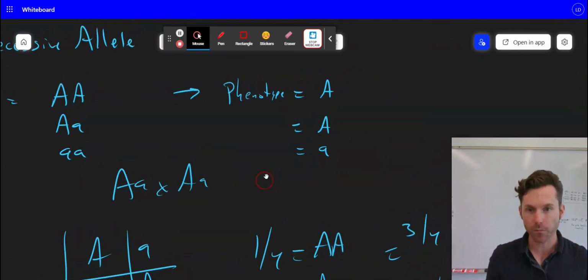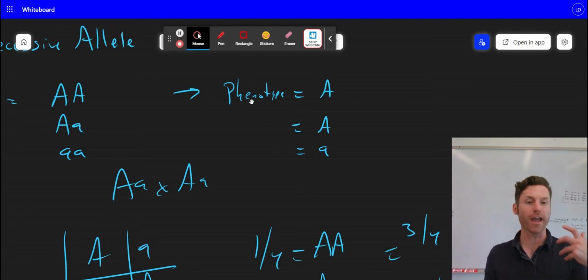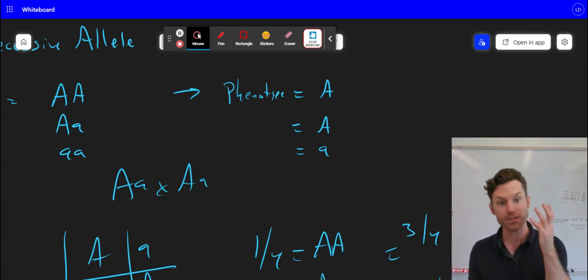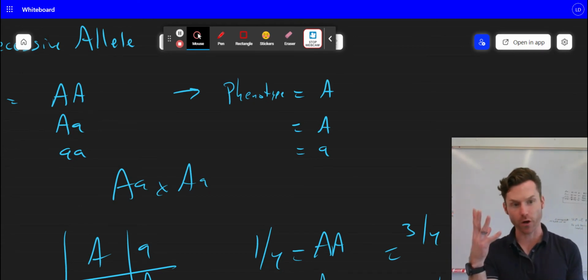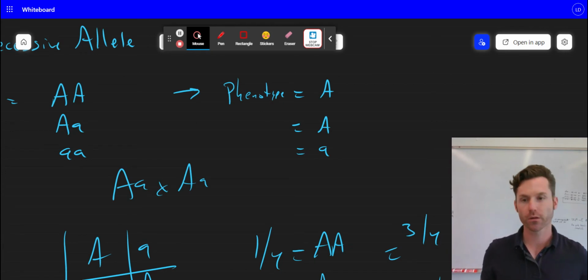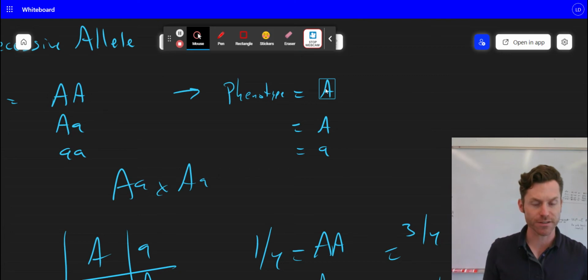Okay? The phenotype is what the actual trait is expressed as. Right? So if this is fur color and I have red versus blue, my phenotypes would be red fur or blue fur. Okay? A homozygous dominant organism in Mendelian inheritance presents as a dominant trait. A heterozygous organism in Mendelian inheritance presents as a dominant trait. A homozygous recessive organism in Mendelian inheritance presents as a recessive trait.